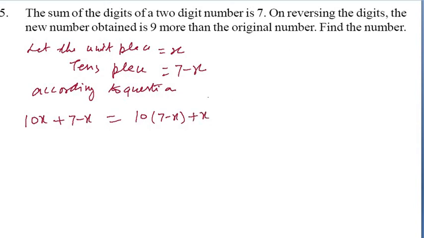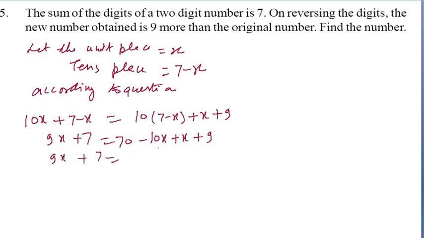So that means 9 more than. So we can add here 9. So 10 minus x, that is 9x plus 7, equal to 70 minus 10x plus x plus 9. So 9x plus 7 equals 79 minus 9x. Now transfer this 9x to the left-hand side. So 9x plus 9x is equal to 79 minus 7. So 9 plus 9, 18x, and here is 72.